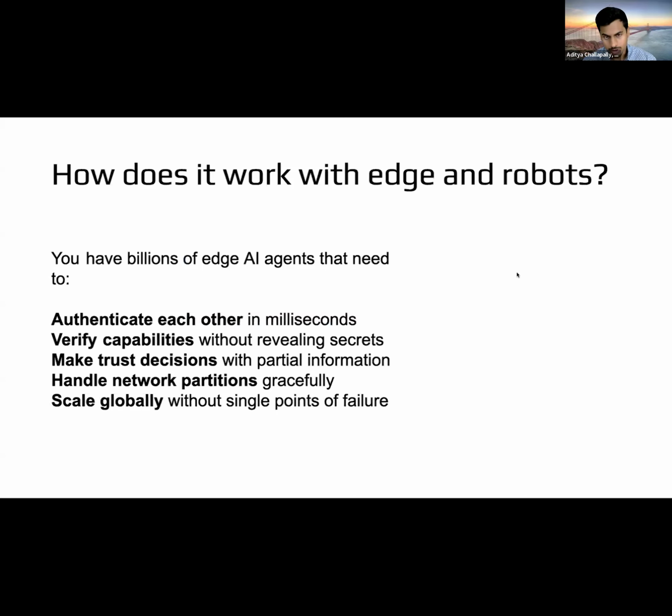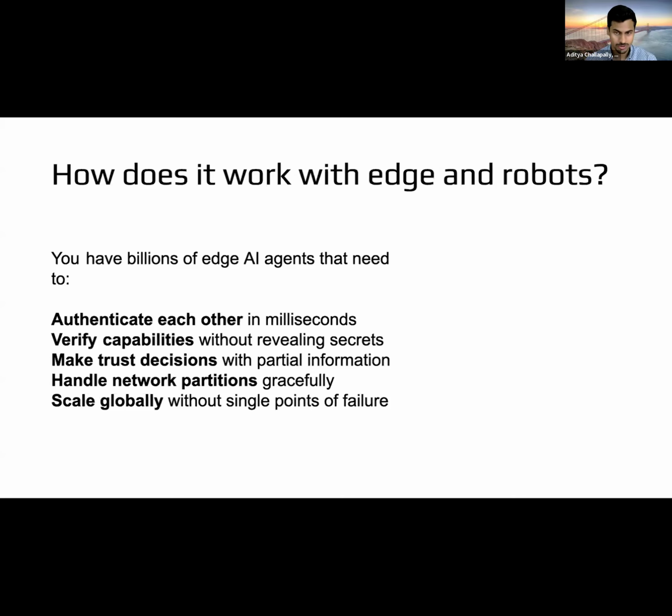And so what it means for edge AI and robotics is that you have billions of edge AI agents that need to authenticate each other in milliseconds, verify each other's capabilities, make those trust decisions, and scale globally. Essentially, what humans do right now with driver's licenses, social security numbers, all these things, we have to do with edge robotics and edge devices and edge drones and even things like laptops and phones.